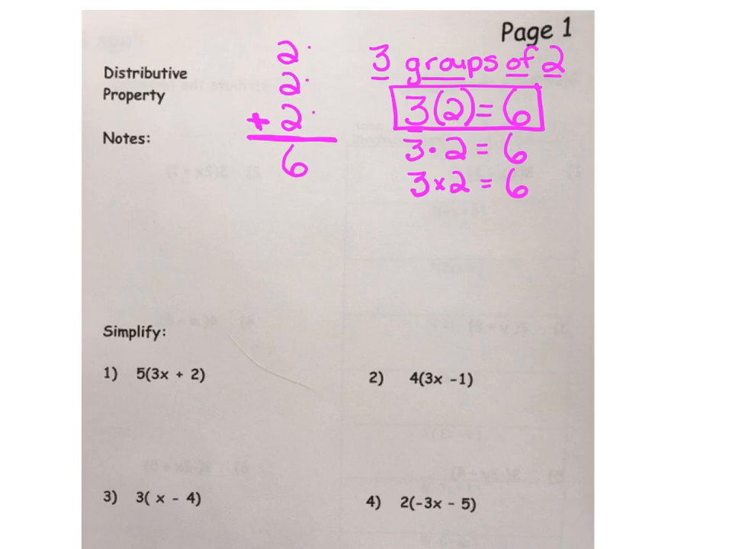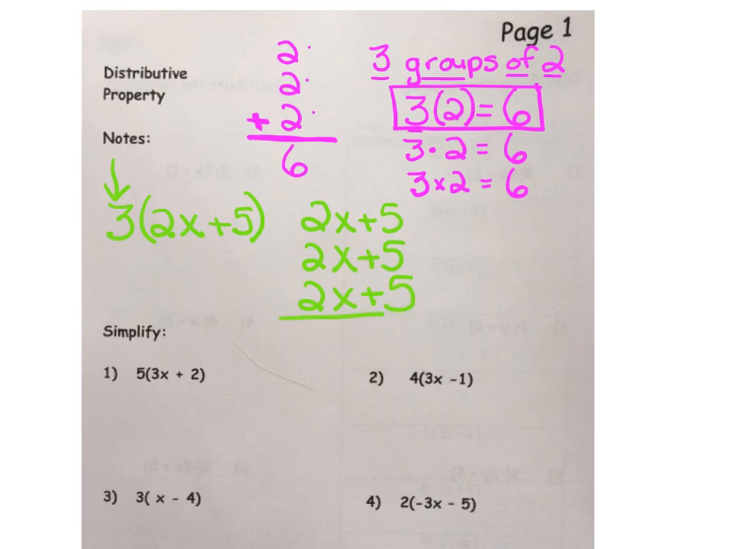If you're given this problem, 3 times the quantity 2x plus 5, that means 3 groups of 2x plus 5. Written as an addition problem, you can write 2x plus 5 plus 2x plus 5 plus 2x plus 5. You can use addition to figure this out. When we combine together all those terms, we get 6x plus 15.